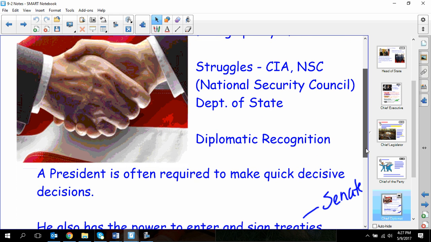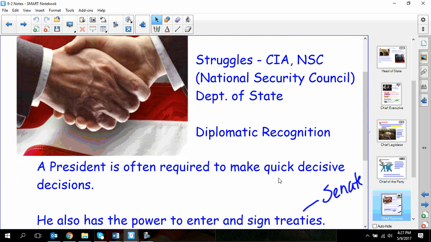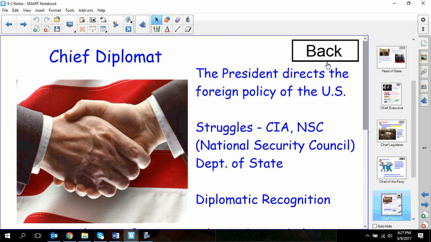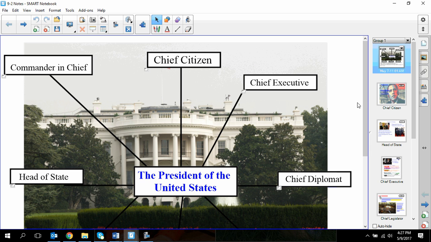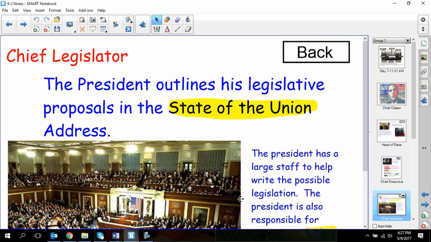It is up to the president to give diplomatic recognition. And I think we've talked about this before, but diplomatic recognition is the acknowledgement that a particular country exists. Presidents are often required to make quick, decisive decisions, and sometimes without a lot of knowledge. You've got to kind of fill in the blanks. And remember that he has the power to enter and sign treaties, but that's also done with the Senate's confirmation.